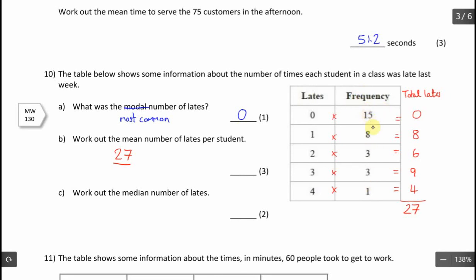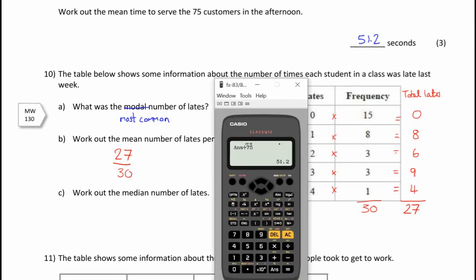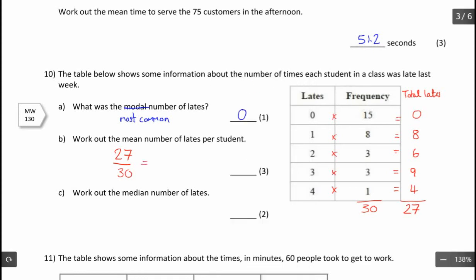So when we add those up, 15 add 8 is 23, 26, 29, 30, and that sounds about right for a class, doesn't it? If I was getting a number like 60, I'd be concerned that I've done something wrong there. That would be quite a big class. So 27 divided by 30 is 9/10, or 0.9. And we can have a decimal as a mean. It still tells us information. So just because you can't have 0.9 lates for one person doesn't mean it's not a good mean average.